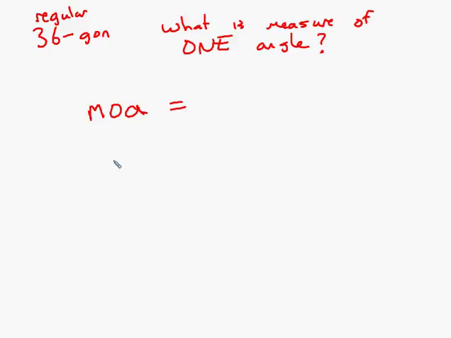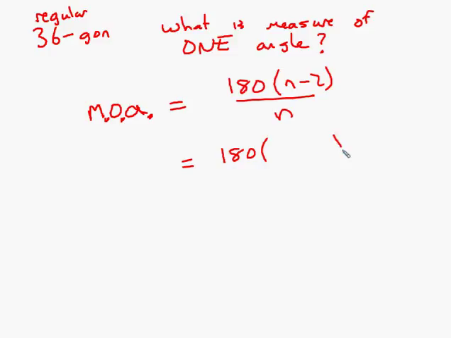Measure of one angle, MOA. The measure of one angle is, what's our formula, Noah? What's our formula for the measure of one angle? 180 parentheses n minus 2 over n. Alright, so what am I going to put in here? 180 times what? 6 minus 2.